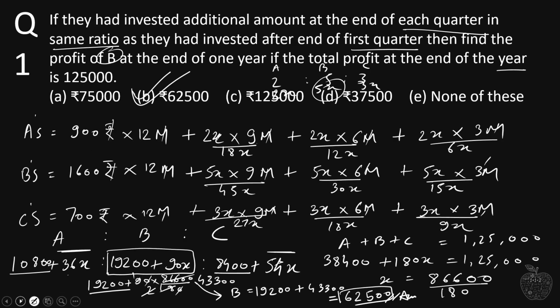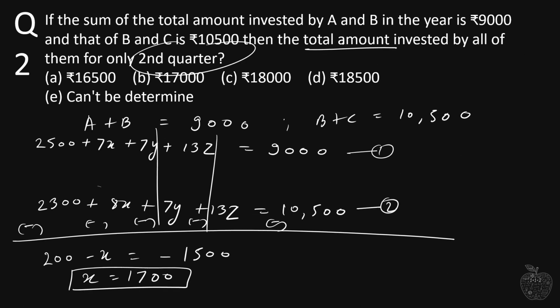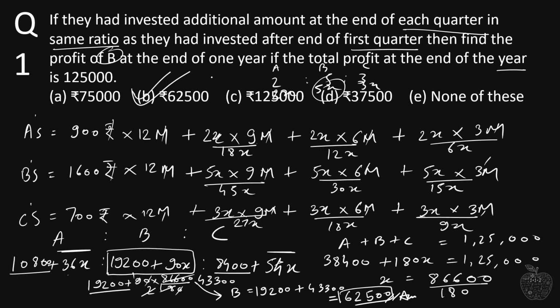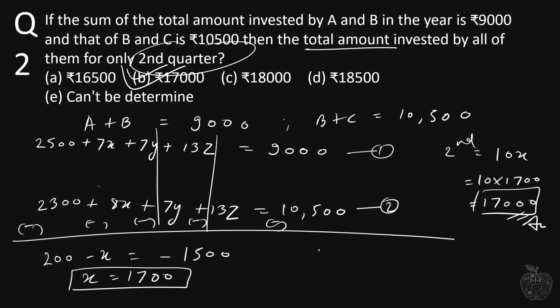So the total amount invested by all of them for only the second quarter. In the second quarter, they together invested 10x, and we know the value of x, which is 1700. So we get 10 into 1700, which is equal to 17,000. And this is our required answer. So A, B and C together invested 17,000 in the second quarter. So here option B is the correct one. All right, so we have solved both the questions. This is the solution for question number 1, and this is the solution for question number 2. So that's how you do it.